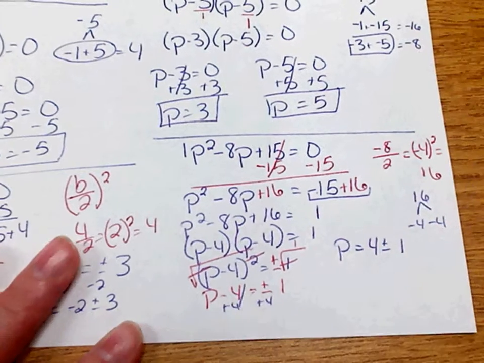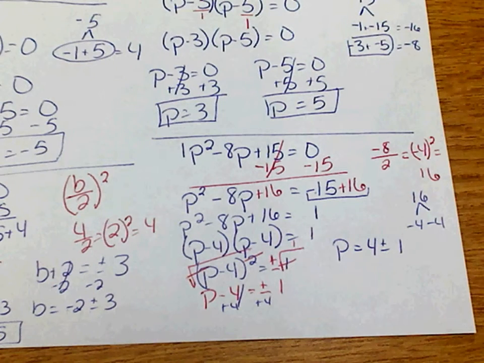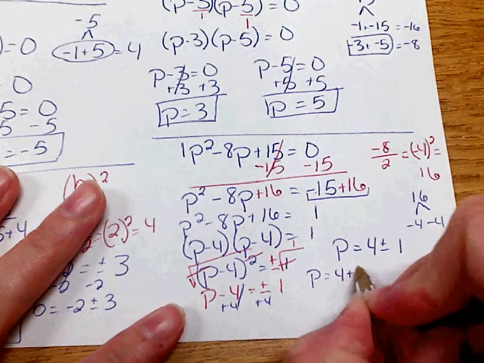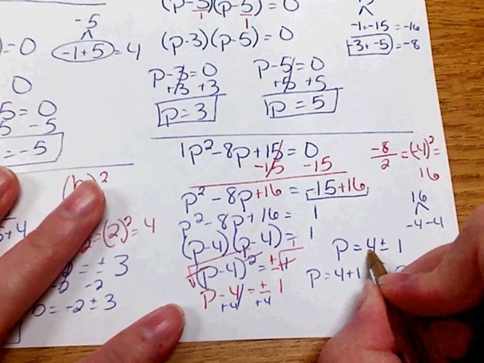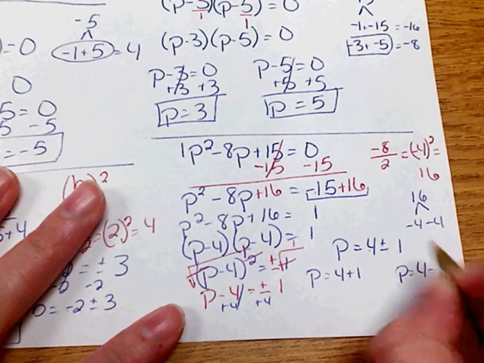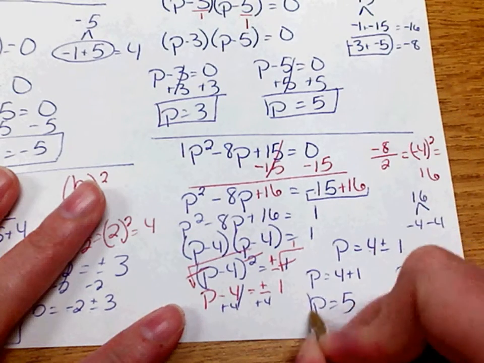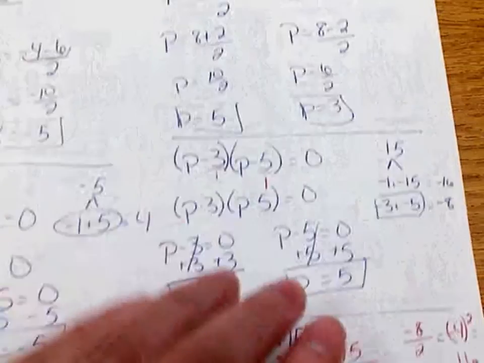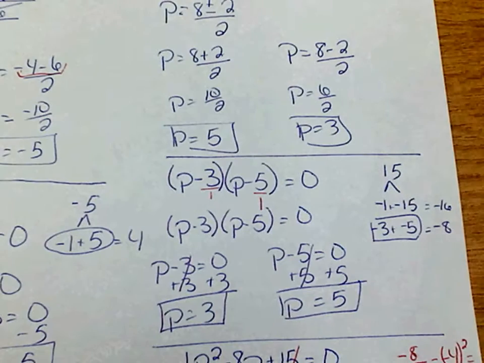Okay. We do not have a square root here. So we're going to go ahead and break these apart and actually come up with our integer answers here. So we have p equals 4 plus 1, and we have p equals 4 minus 1. So that's p equals 5, and p equals 3. And once again, those are the same answers we got before, so we've just verified that all three methods work.